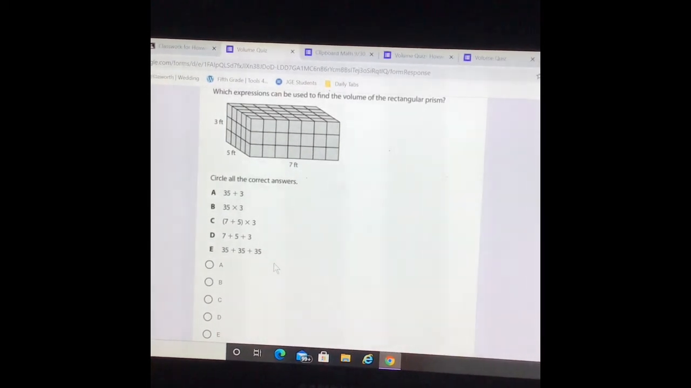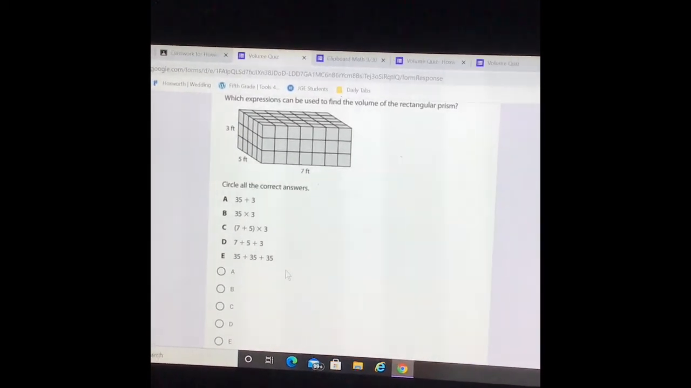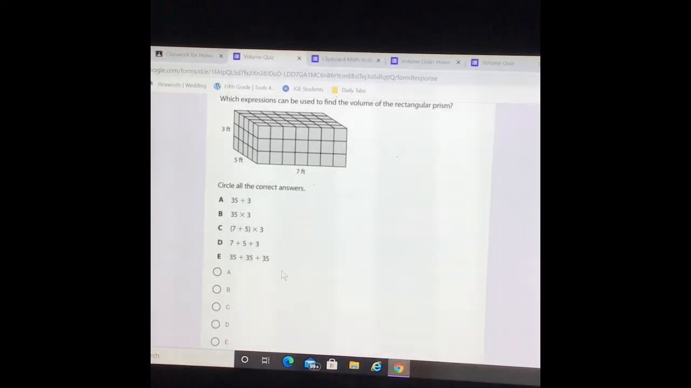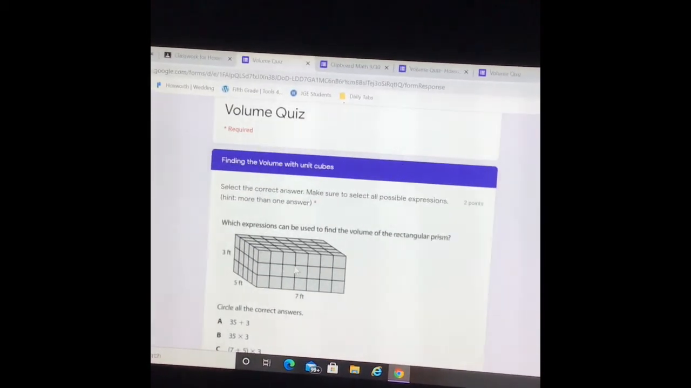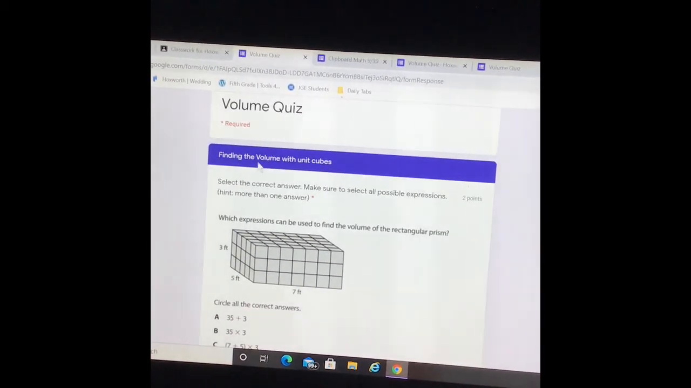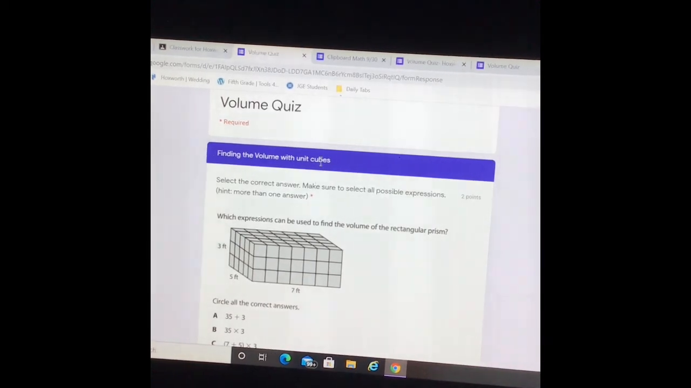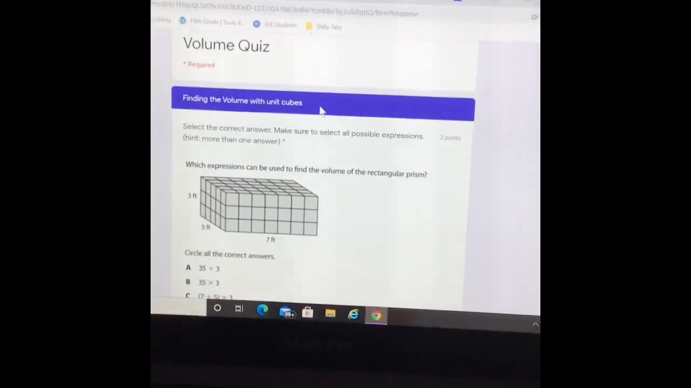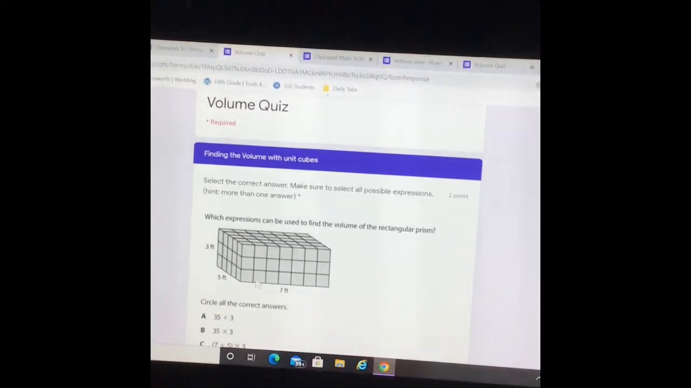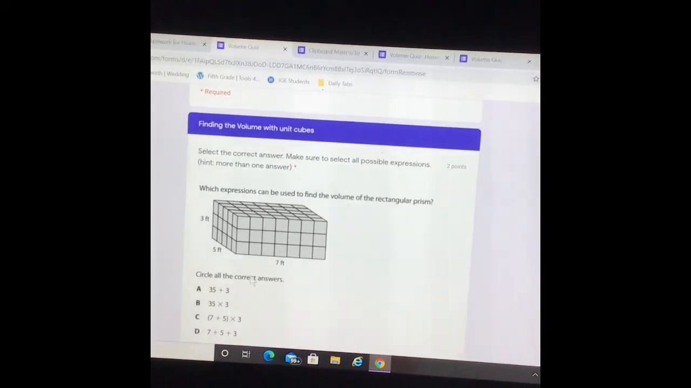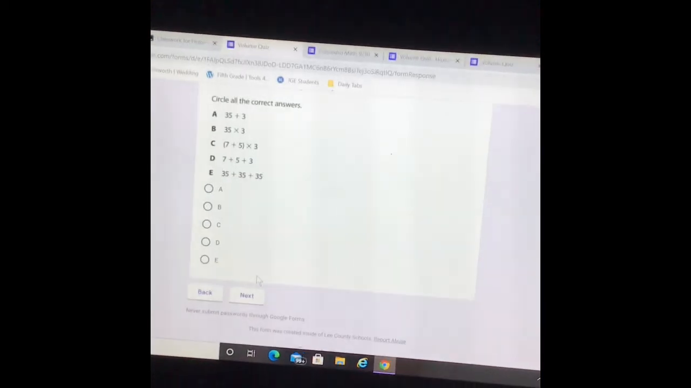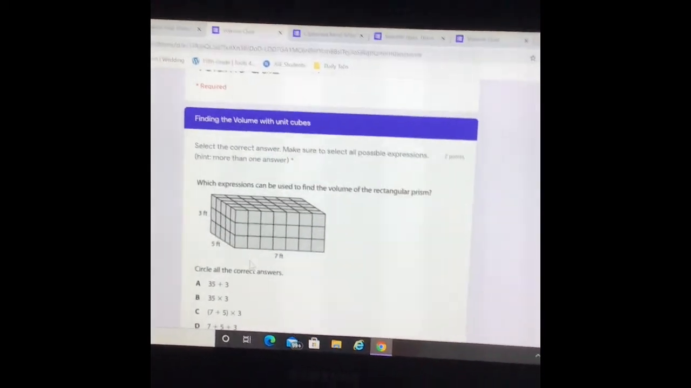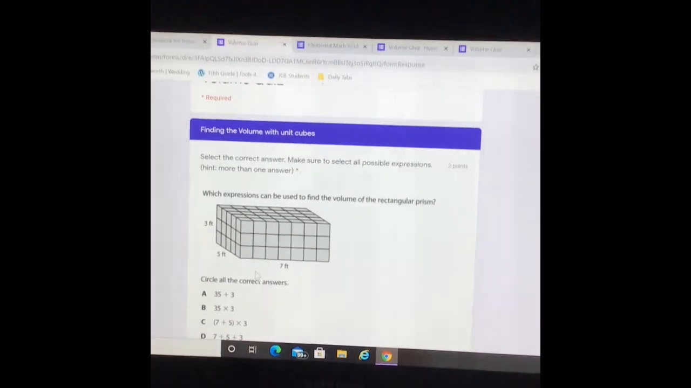What formula could I use to solve this volume? When you select your answer, if you click next and you see finding the volume with unit cubes revisited, that means you got it wrong the first time, but I'm giving you a second chance to answer it. If you get this answer correct, you are going to move along to the next question.